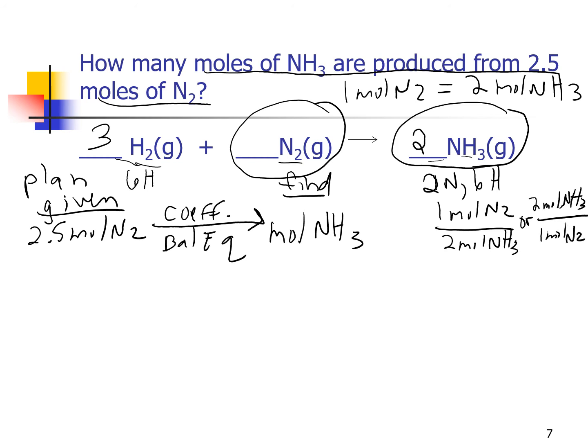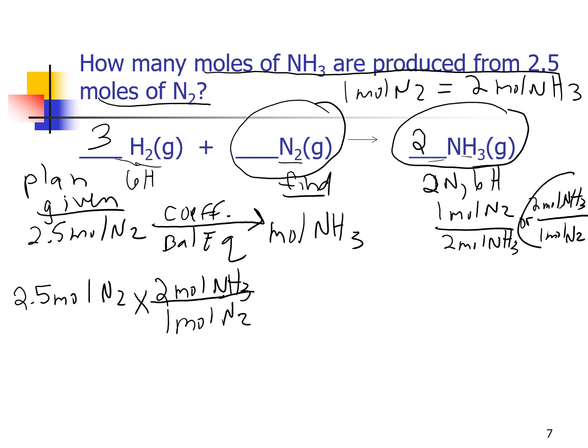Now I can go ahead and set up my problem. 2.5 moles nitrogen times, I want to pick the conversion factor that will cancel the units of nitrogen. So we have 2 moles NH3 at the top divided by 1 mole of N2. Our moles of N2 cancel, so it's just 2.5 times 2, that's 5.